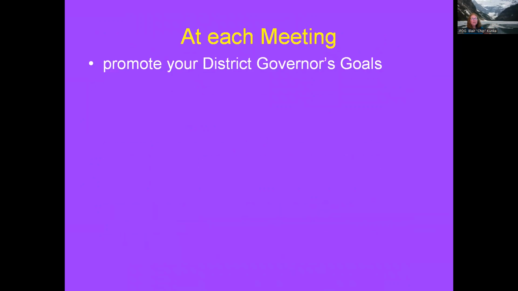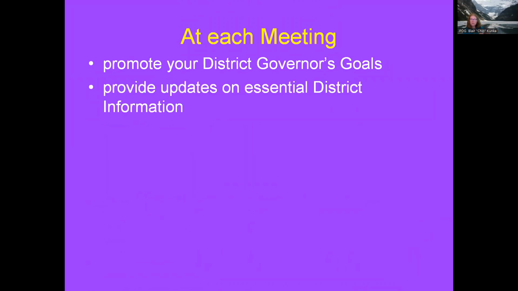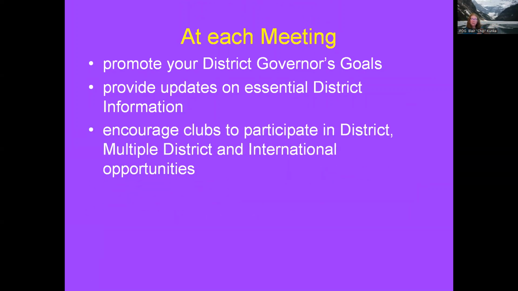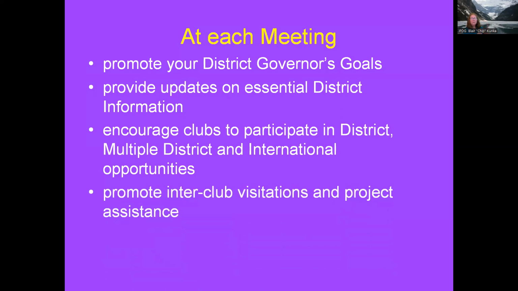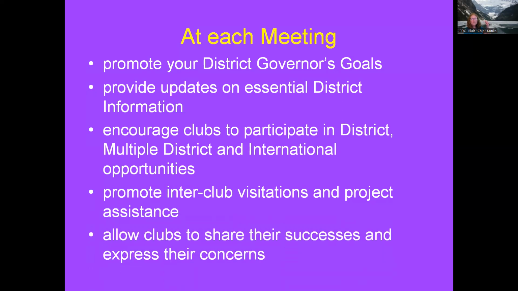At each zone meeting, you need to promote your district governor's goals. You need to provide updates on essential district information. You need to encourage clubs to participate in district, multiple district, and international opportunities. And you need to promote inter-club visitations and project assistance. And be sure to allow clubs to share their successes, and very important, allow them to share their concerns.